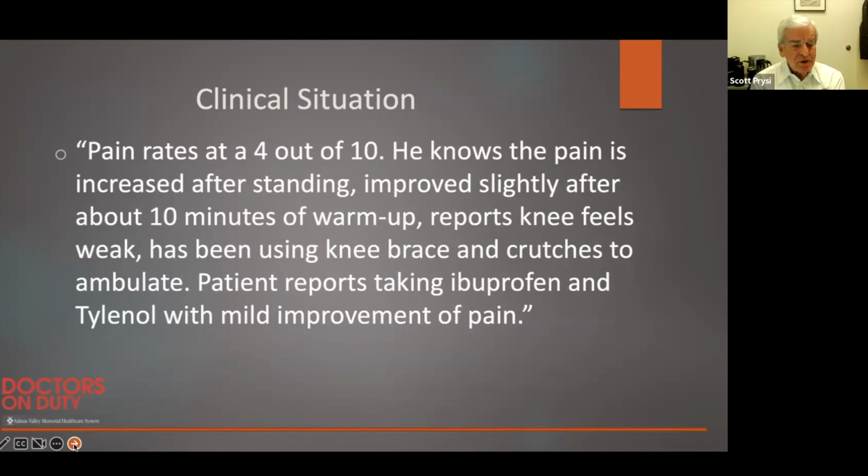At the time that he was seen, he rates the pain as 4 out of 10. He notes the pain is increased after standing, from a pre-existing condition, and improved slightly after 10 minutes of warm-up. He reports the knee feels weak, and he has been using a knee brace and crutches to ambulate. The patient reports taking ibuprofen and Tylenol with mild improvement of his pain. Next slide.